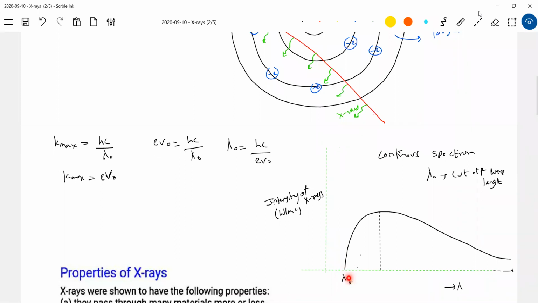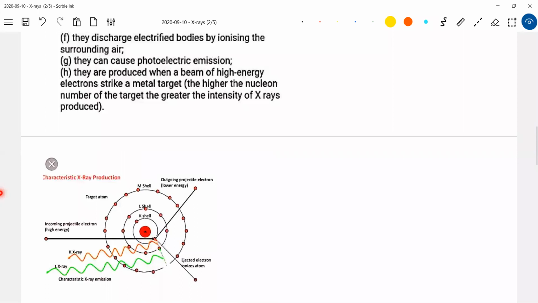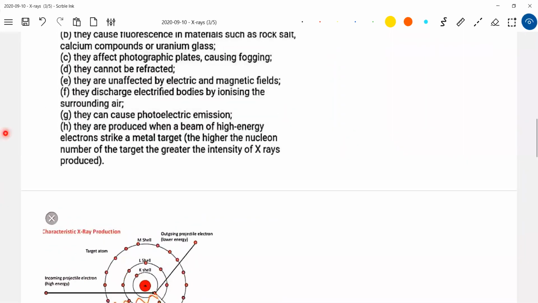And now I'll increase the potential V naught. If I decrease this, lambda naught will increase. If I increase this, lambda naught will decrease. So therefore, if I plot for different accelerating potentials, how will the curve be?